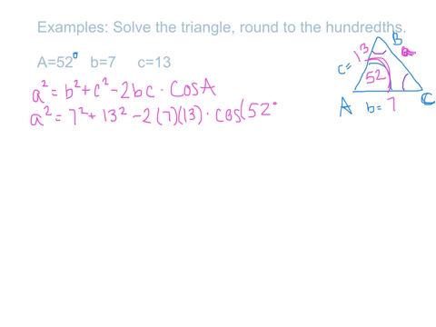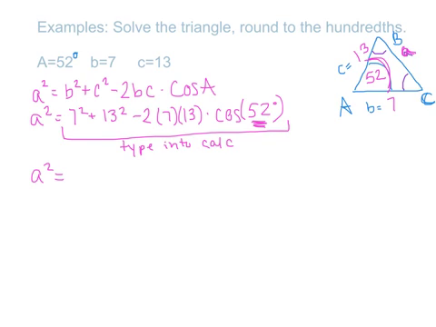And again, that's degrees, so you want to make sure your calculator's in degrees. Since I know all of the right side of the equation, I could type it right in the calculator. Chances are it is going to give you a decimal because you're typing in cosine of some random angle. So A squared is going to equal some big number, which is 105.9496115.